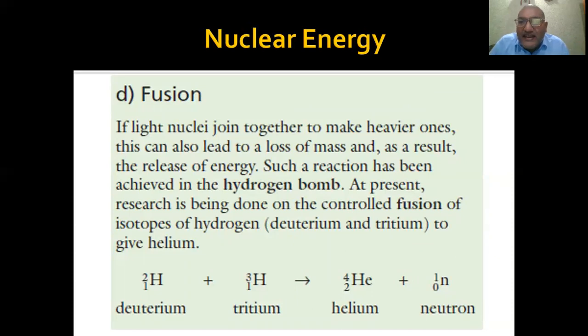Deuterium and tritium, they are the isotopes of hydrogen, to give helium. So here you see we have deuterium and this is the tritium, and they join together, they make helium and a neutron is given out, and a lot of energy, beyond your imagination, is given out.